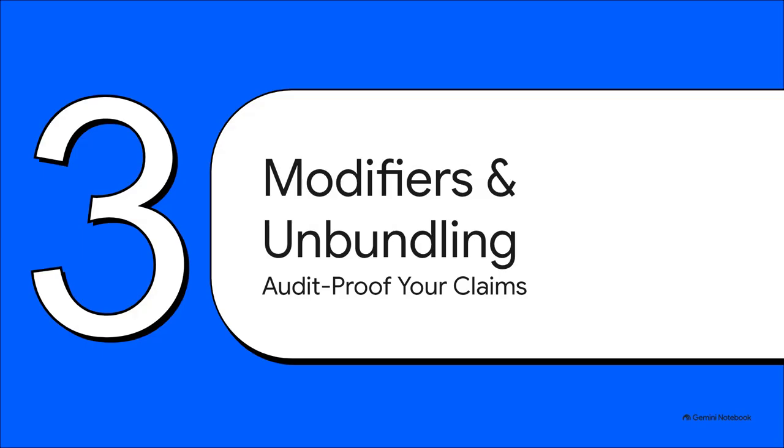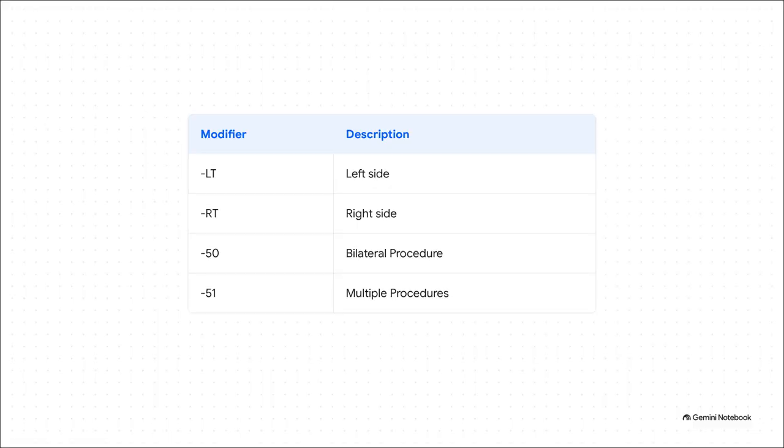Section 3. Modifiers and unbundling traps. Audit-proofing your claims. Okay, let's talk audit-proofing. Breasts are paired structures, which means your laterality modifiers are strictly mandatory. You've got to append LT for the left side, RT for the right, or 50 for a bilateral procedure.